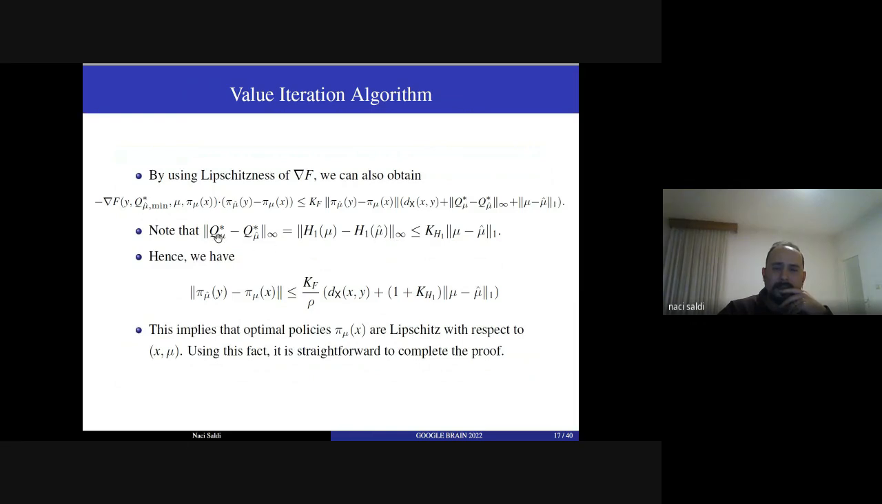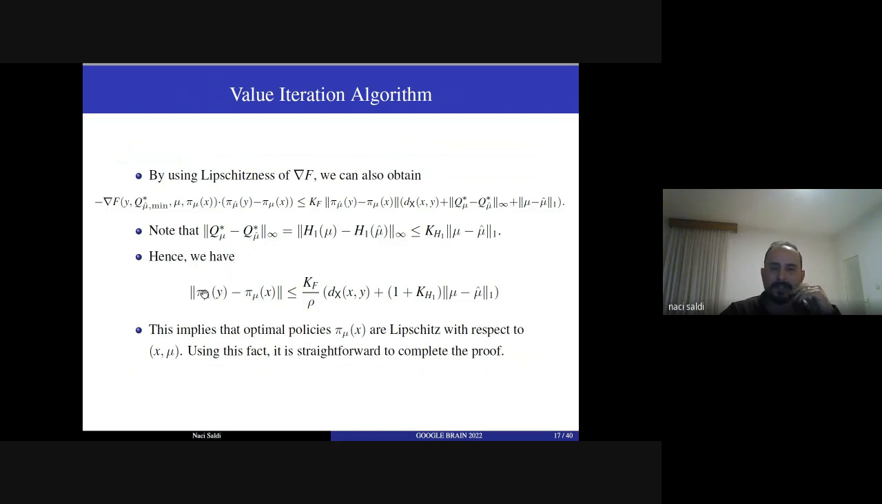And we know that the L infinity distance between Q functions is indeed equal to the L infinity distance between H1 mu and H1 mu hat. Okay, so this is by definition, and we proved that H1 is Lipschitz, therefore this is less than K_H1 times the L1 distance between mu and mu hat. And from here, by using these two inequalities, we can easily derive the following inequality.